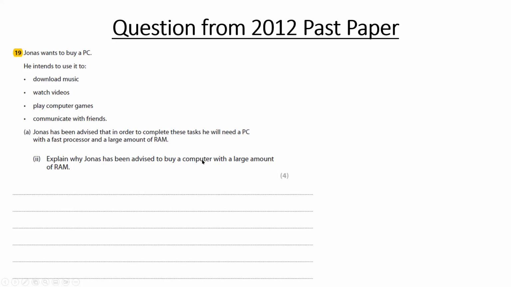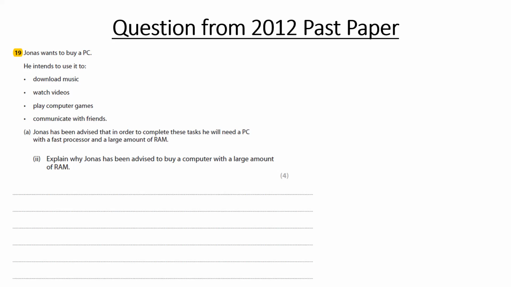You should be able to go on to say with a large capacity of RAM, he will be able to have multiple programs opened at the same time. So virtual memory will not be created, because virtual memory would definitely slow down the computer a lot. Now, if that is not enough, they're giving you 4 marks. You should also talk about the fact that he wants to play computer games. So computer games require instructions to be loaded quickly. There cannot be a delay, otherwise the game is not going to be playable, isn't it? So talk about computer games.